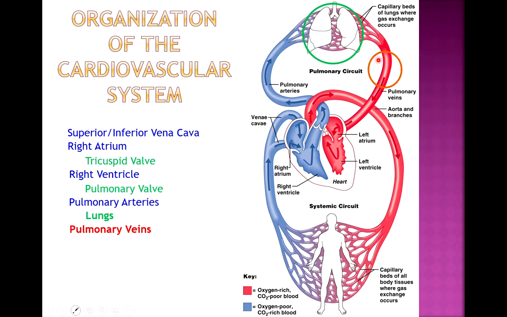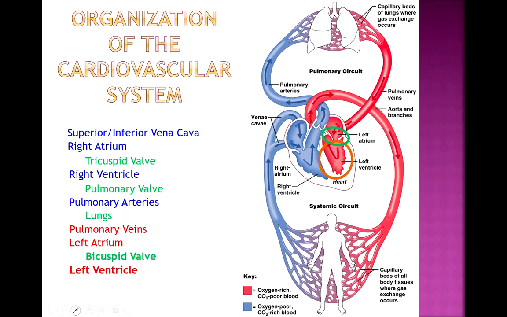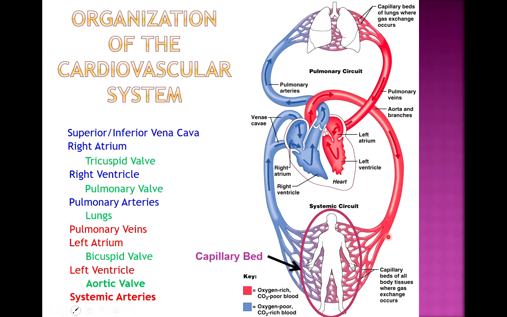Here are our pulmonary veins carrying oxygenated blood from the lungs back to the heart. That blood makes its way into the left atrium. From the left atrium, we travel through the bicuspid valve. From the bicuspid valve, making our way into the left ventricle, soon being pumped out through that aortic valve and into the systemic circuit, where this blood is going to be traveling to the rest of the body. Now it's in the rest of the body at the capillary bed where that gas exchange occurs.